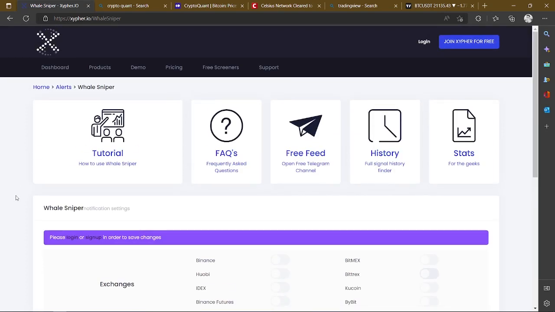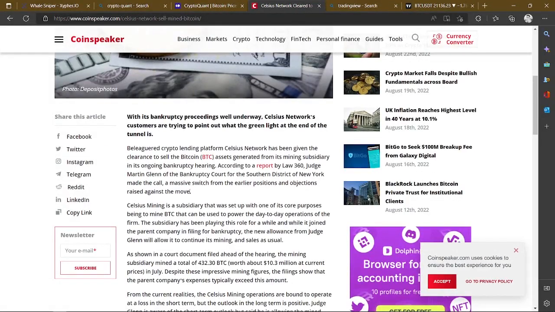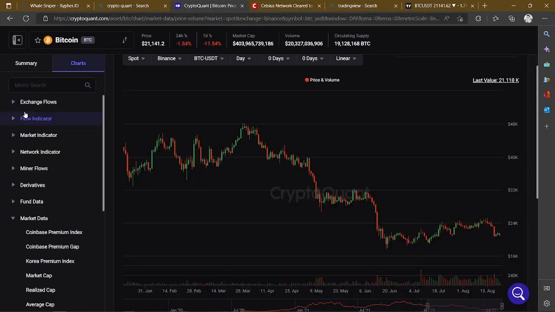If you have no idea what this is all about, I'll give you an example. Last week we had news saying Celsius Network cleared to sell mined Bitcoin to fund its operation. So they dumped their Bitcoins to fund their operations. And the question might be, where exactly was this done? Looking at on-chain data right here, coming from CryptoQuant.